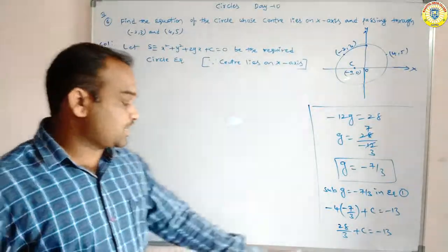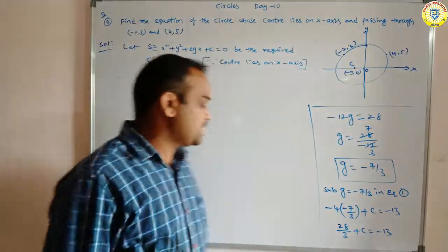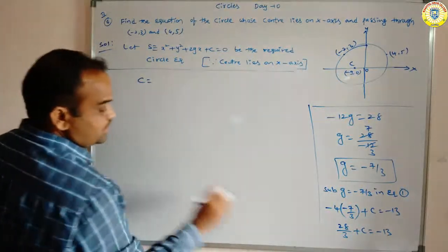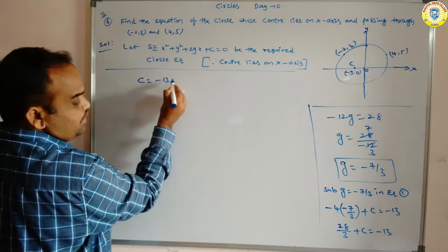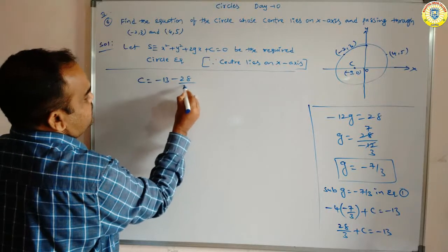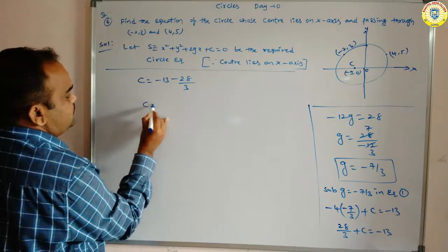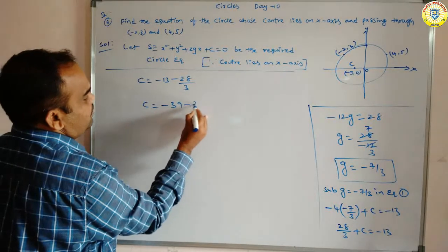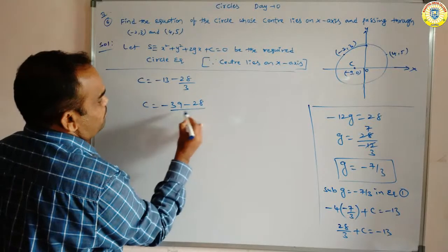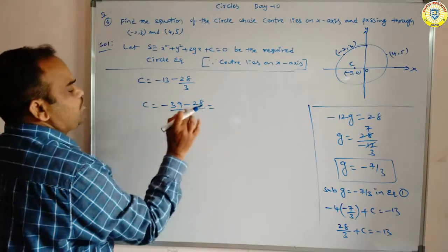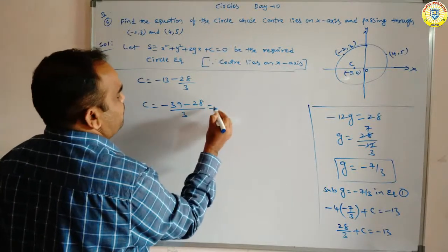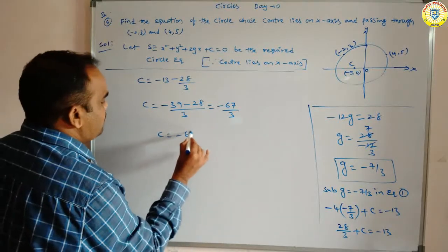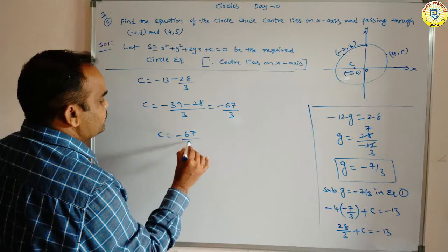So next, see here, continuation. 28 by 3 plus c equal to minus 13. Here c is equal to minus 13 plus 28 by 3. We are taking the right side minus 28 by 3. C is equal to minus 13 into 3, minus 39, minus 28 by 3. So minus 39 minus 28 by 3 means minus 67 by 3. Here c is equal to minus 67 by 3.